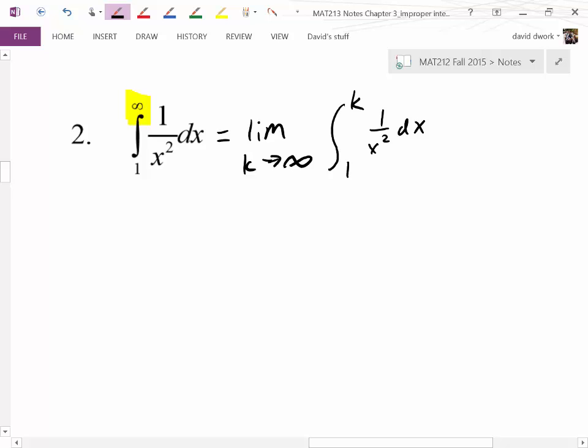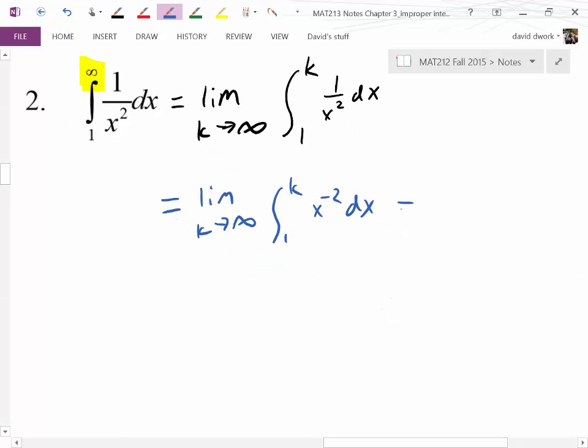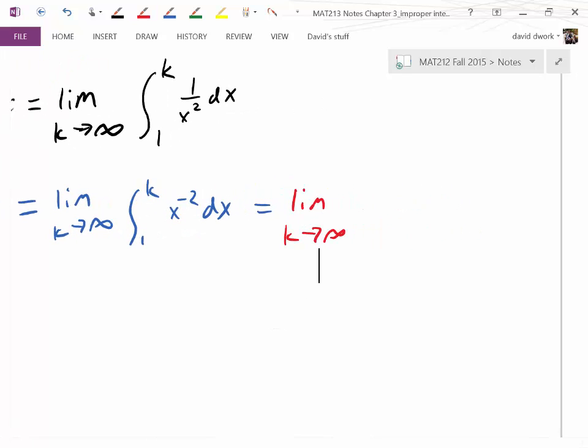Now here comes the really exciting part of the problem that I know you're all anxiously waiting to hear. Do the problem like normal. Notice this is the same problem as the one we just did. Nothing has changed other than our bounds of integration. So again, you can rewrite this as x to the negative 2. Now when we do this, this is going to be negative x to the negative 1 over the bounds from 1 to k.